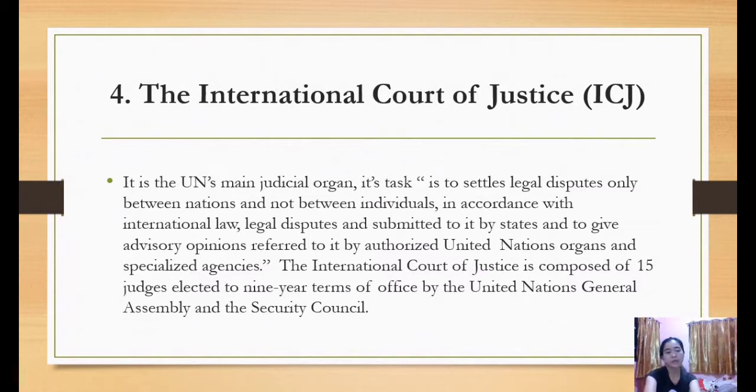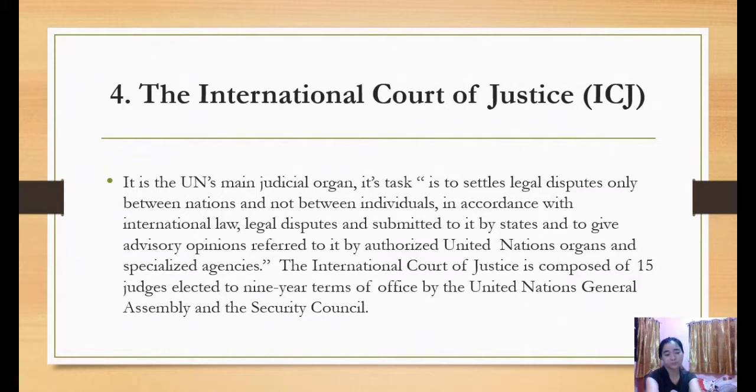And then the court may not include more than one national of the same state. Moreover, the court as a whole must represent the main forms of civilization and principal legal systems of the world. These organs vote simultaneously but separately. In order to be elected, a candidate must receive an absolute majority of the votes in both bodies. This sometimes makes it necessary for a number of rounds of voting to be carried out.